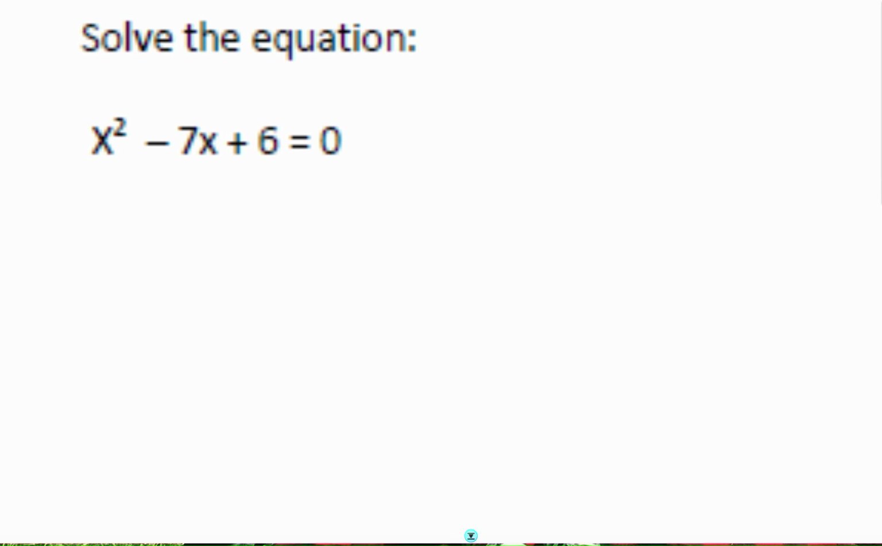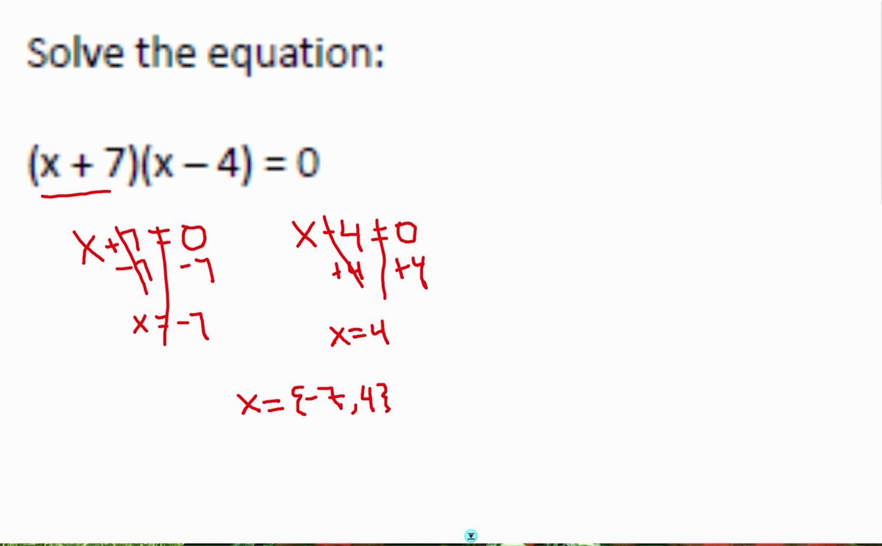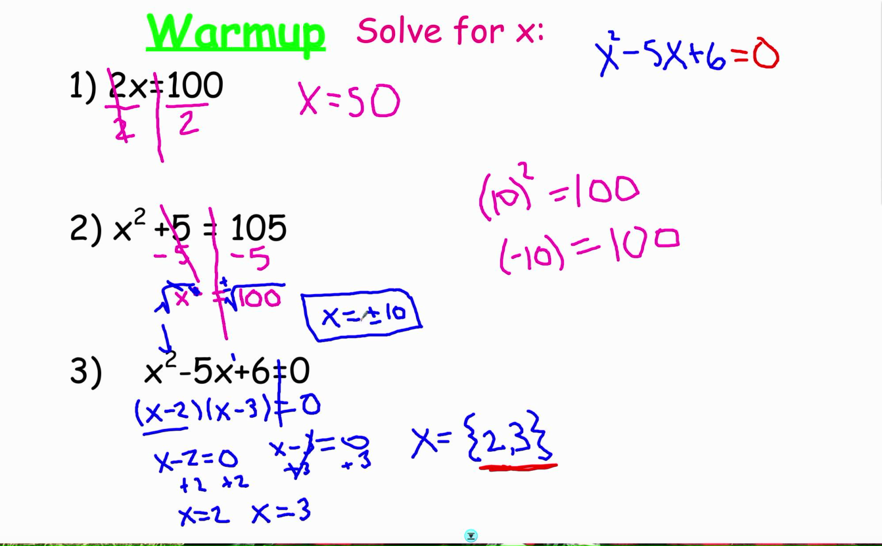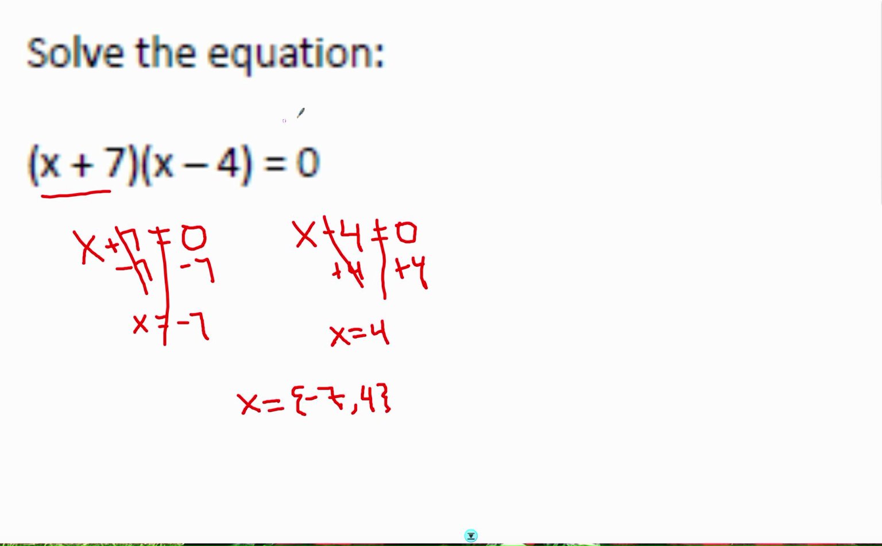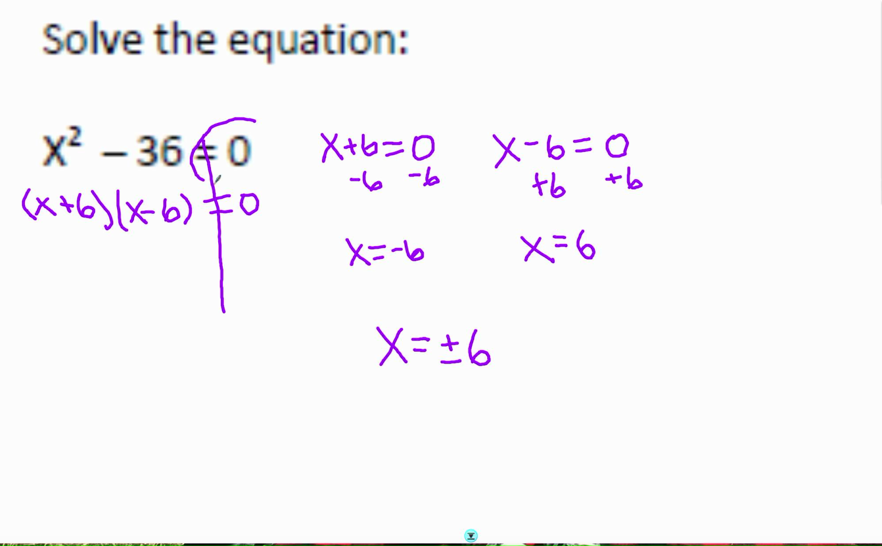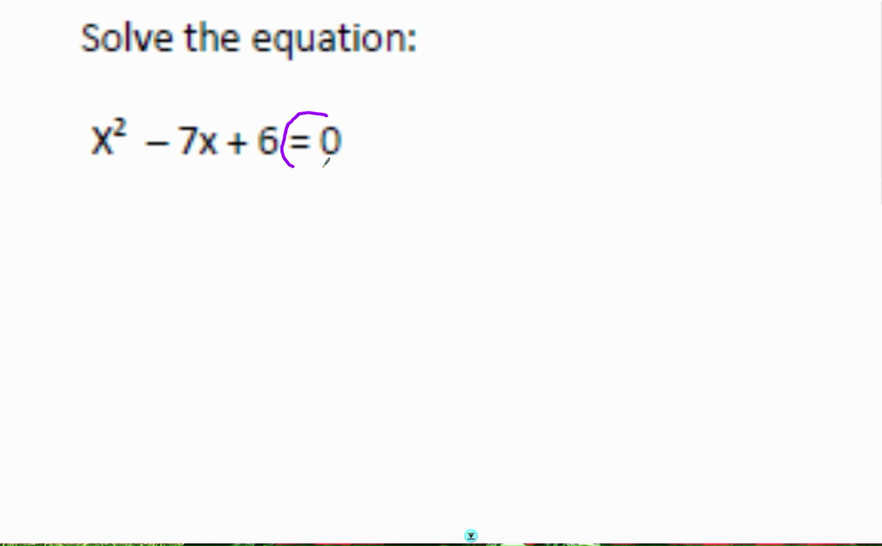Okay, and another example, and hopefully you've noticed, maybe not, that in each of these examples that we've done so far, here it was set equal to 0. Here it was set equal to 0. Here we had it set equal to 0. So that is a prerequisite to solving by factoring. It needs to be set equal to 0 at first.